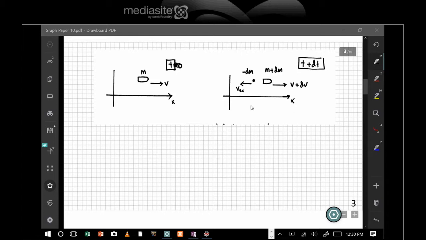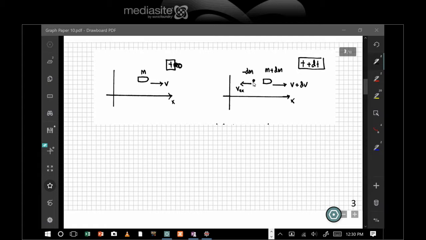So let's take a look at the rocket as a function of time. At some time t, the rocket is moving. It has a speed v, and the total mass of the rocket is m. Then I want to look at another instant of time later. What happens is the rocket ejects some fuel.